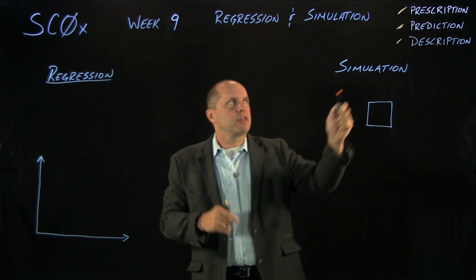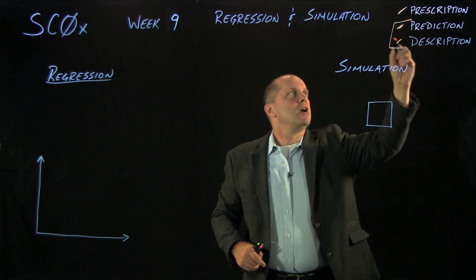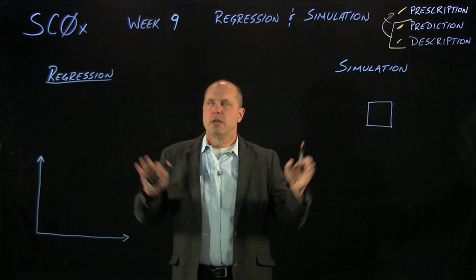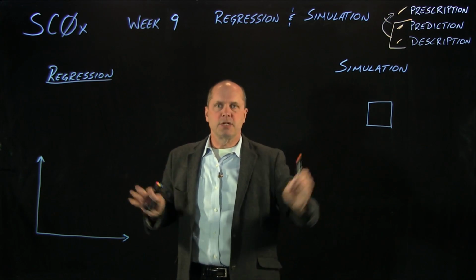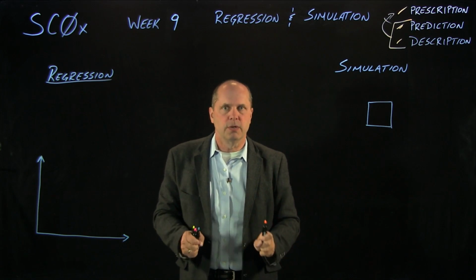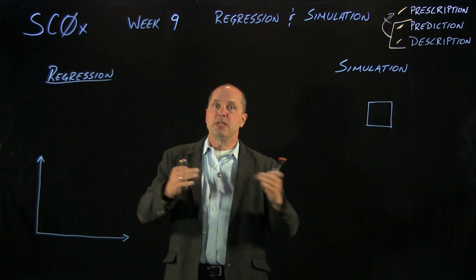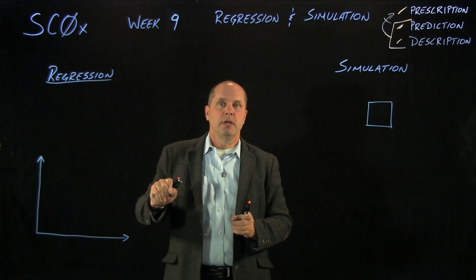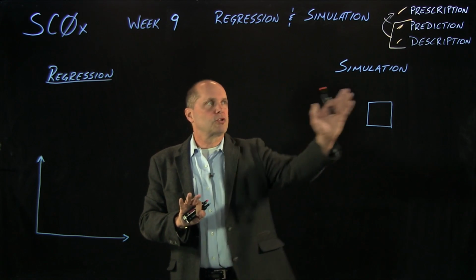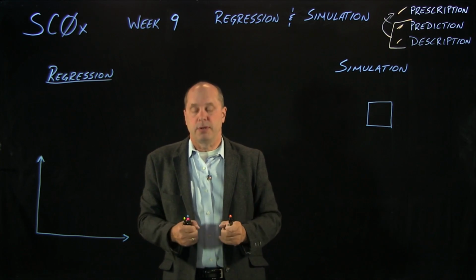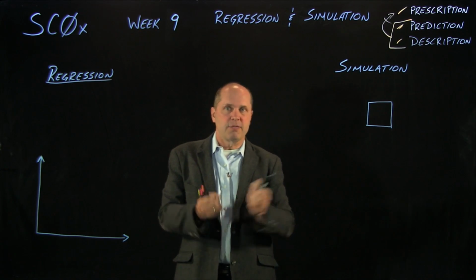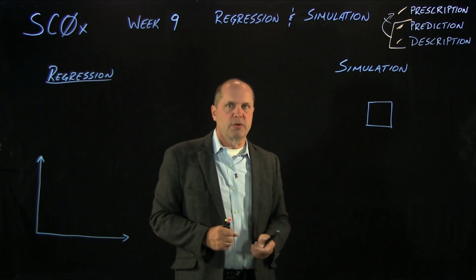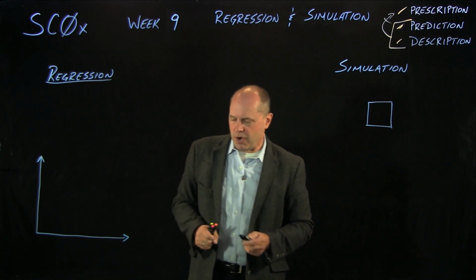And so the important thing is that these 2 methods are not prescriptive models. Neither regression nor simulation will tell you exactly what to do. They will tell you, given these things, here's what will happen. It'll either predict what will happen and be a predictive model, or it will describe the situation, describe what will happen. So it's an important thing, and it's kind of the way to clarify the difference between optimization and simulation and regression.